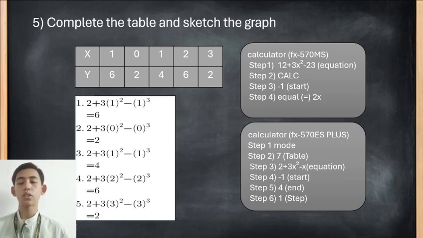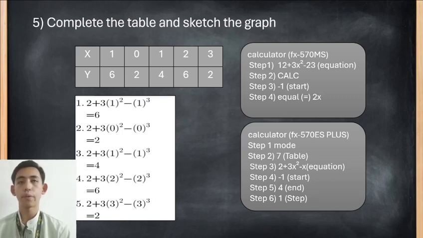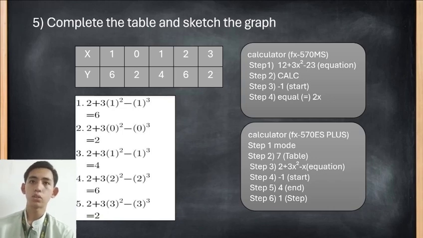And then step number 5, press the equal button a second time and list another range to get the next plot of y. Calculator number 2, we use FX-570ES Plus. Step number 1, press the mode button. Step number 2, press button 7, which is table. Step number 3, list the equation 2 plus 3x power of 2 minus x power of 3. Step number 4, list the first plot of x. Step number 5, list how much table you want. Step number 6, press how much you want to step.